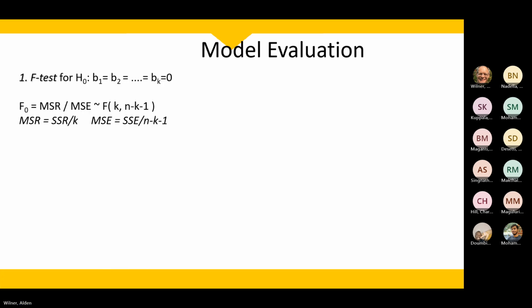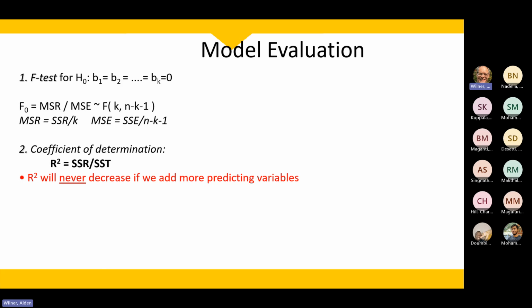We're going to use the F-test. The F0 statistic is the mean squared regression divided by the mean squared error, which follows an F statistic with these degrees of freedom. And again, these are calculated from SSR and SSE. So it's another way to write R squared, SSR over SST.